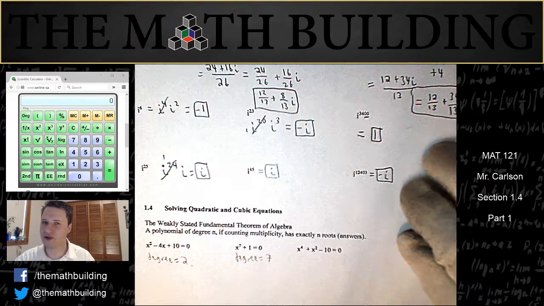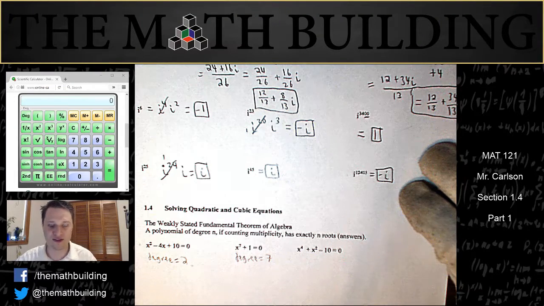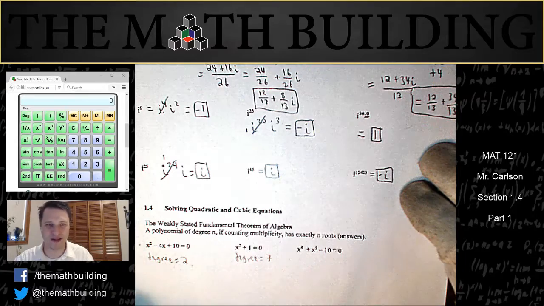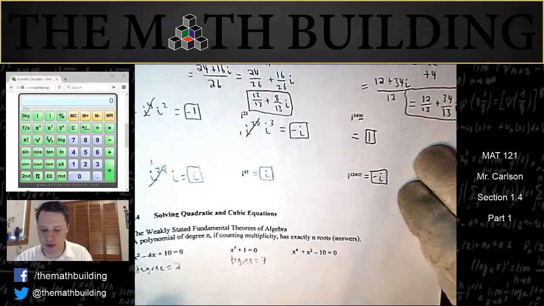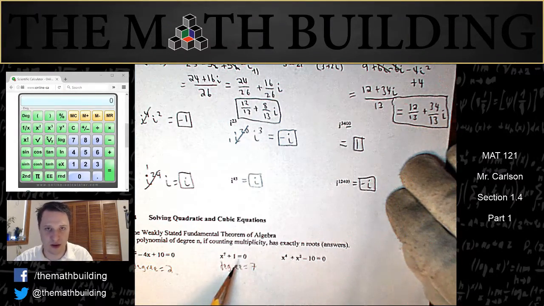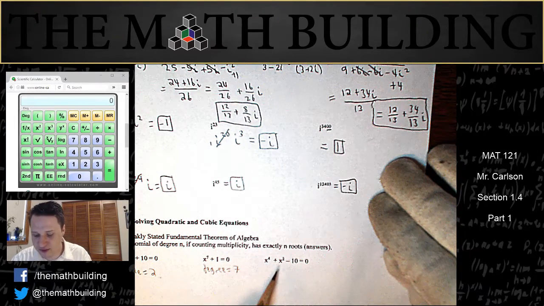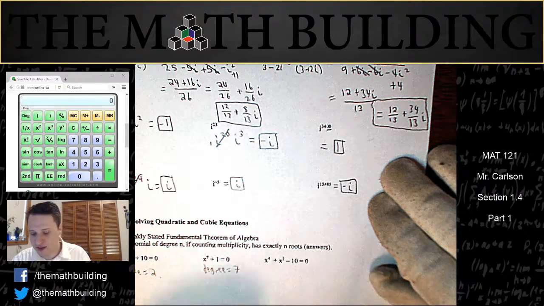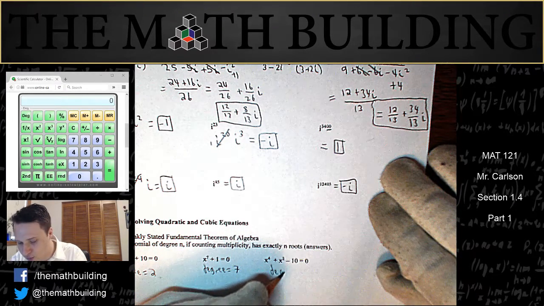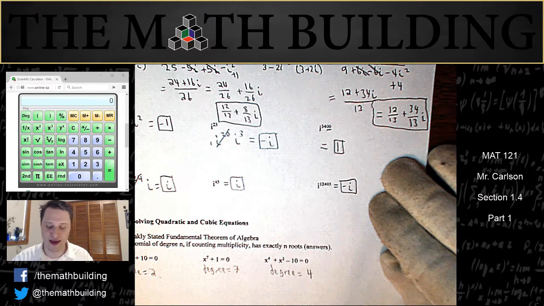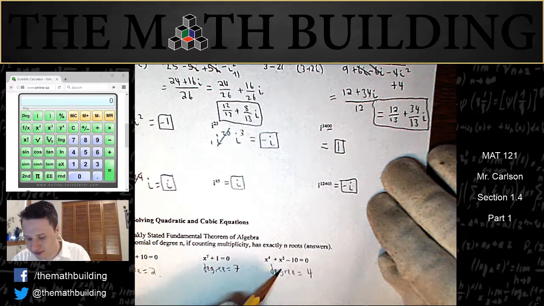Now, sometimes those answers can get counted more than once, and that means that it has a higher multiplicity. And we'll talk about that a little bit later. But essentially, we should get 7 answers out of this equation, but sometimes they count more than once. Finally, we have x squared plus x to the 4th plus x squared minus 10 equals 0. The degree of this polynomial is 4. So that means that the number of answers we should expect to find is 4, including multiplicities.